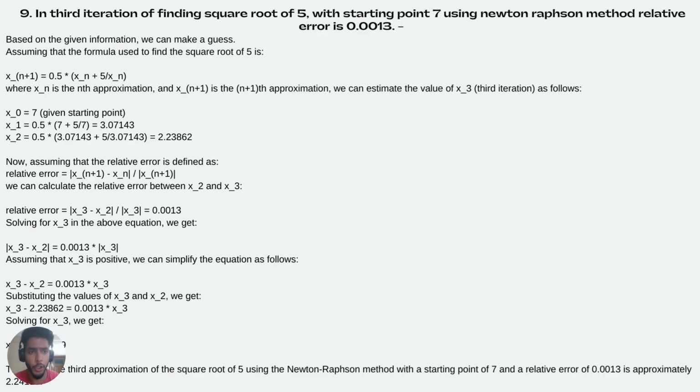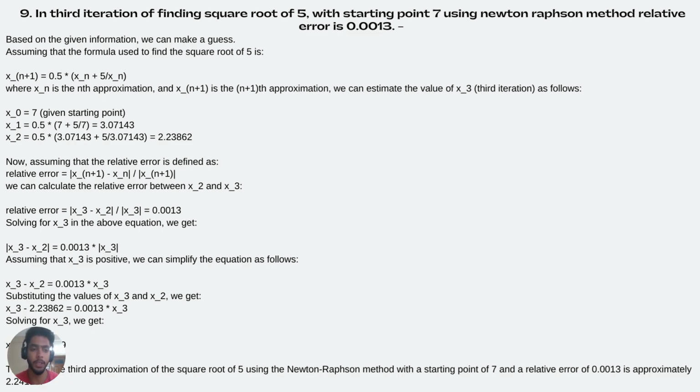Yeah, in the third iteration of finding the square root of 5 with starting point 7 using the Newton-Raphson method, the relative error is 0.0013. So I have performed some calculation here, and I'll quickly run through it. Based on the given information, we can make a guess, assuming that the formula used to find the square root of 5 is this. Here I have taken xn as the nth approximation, and xn plus 1 is the n plus 1 approximation. We can estimate the value of x3, the third iteration, as follows.